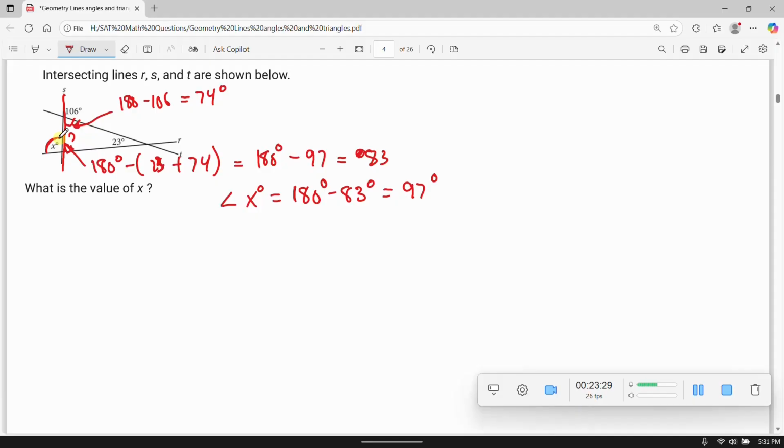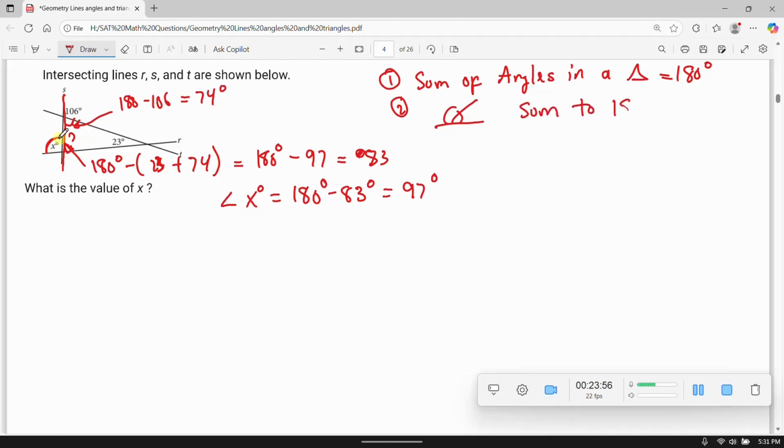So we're using the two theorems here. Number one, the sum of the angles in a triangle must add up to 180. And number two, straight lines. The two angles on a straight line must also sum to 180 degrees. Again, on the straight line, they need to be supplementary.